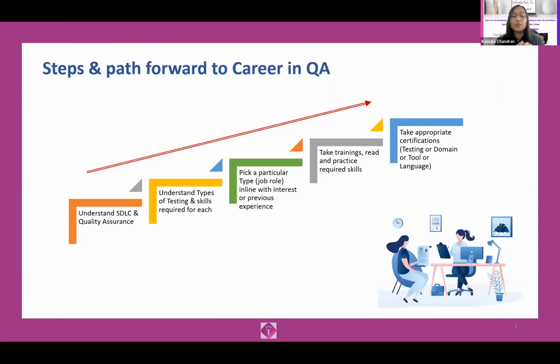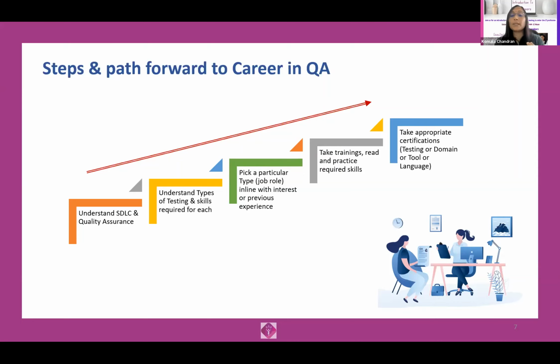And then when you have a clear picture of what QA is, the different types of testing, and what skills are needed, pick a job role that would be interesting to you. Or you might have previous experience, maybe in support, or experience with DB before, or you have studied some scripting in college. So whichever is in line with your previous experience or interest, pick a role and start taking trainings and reading materials.